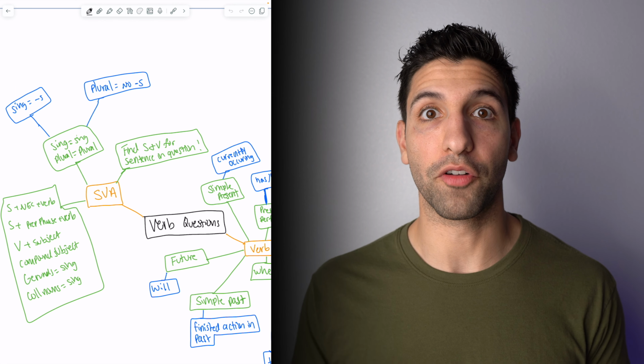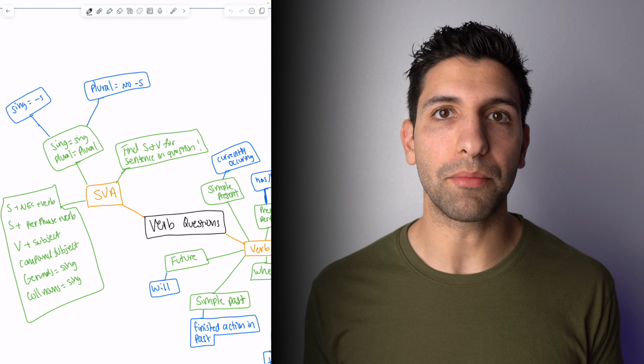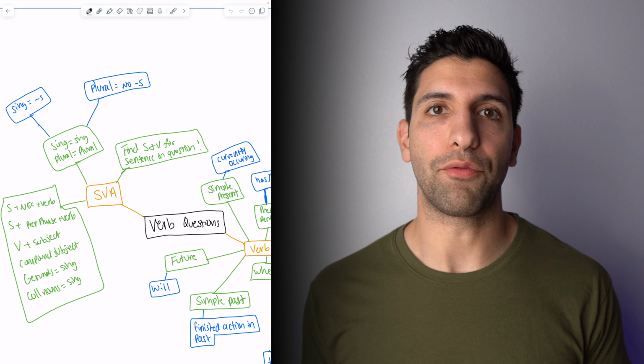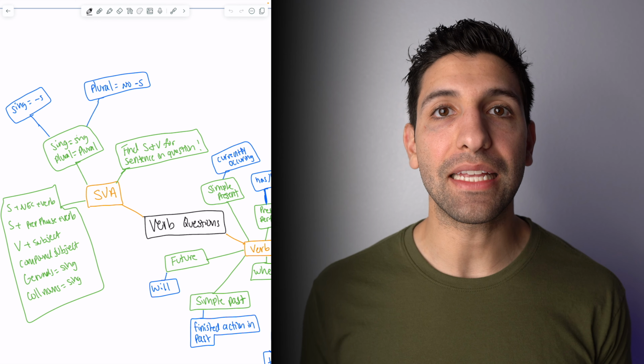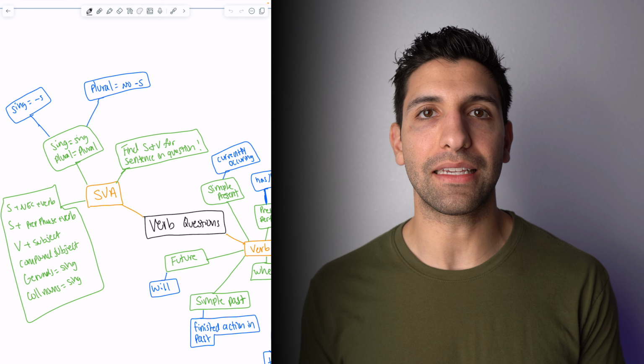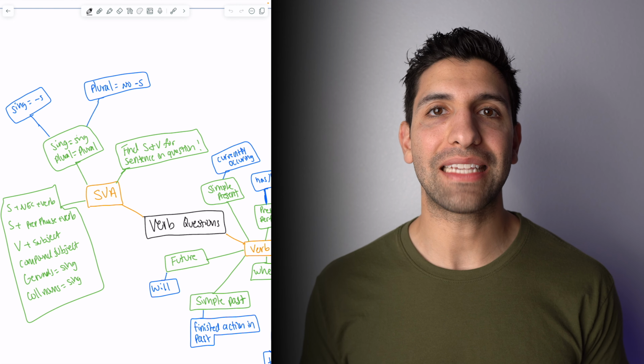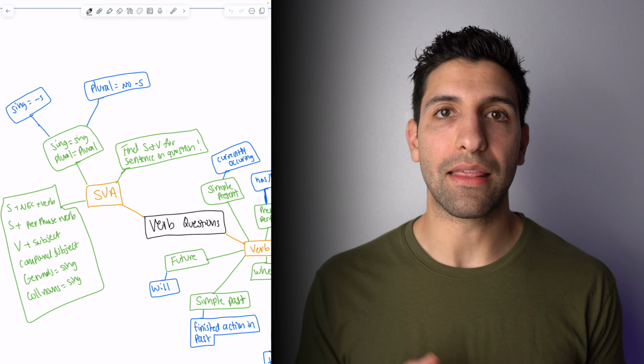another, hence subject-verb agreement. So if we have a singular subject, we need a singular version of the verb. And if we have a plural subject, we need the plural version of the verb. For example, if I said she eats, she is singular and eats is the singular version of that verb. I would not say they eats. I would say they eat.